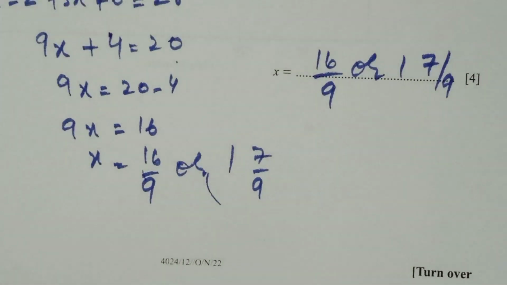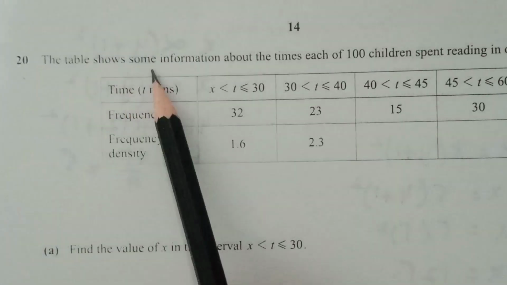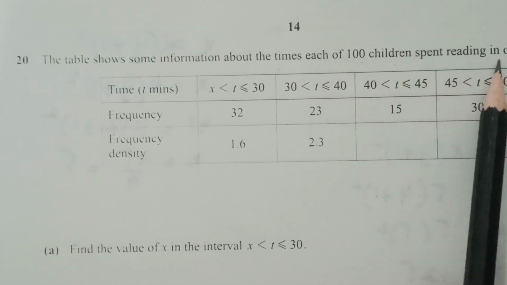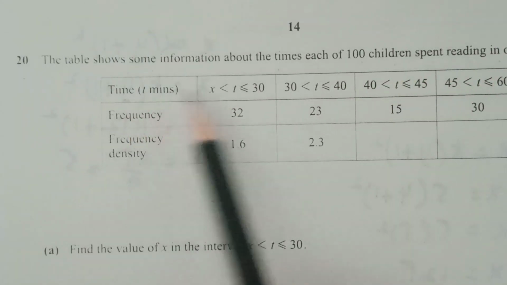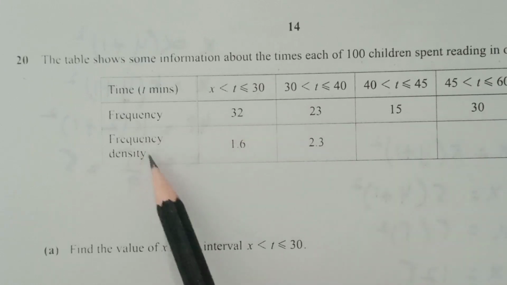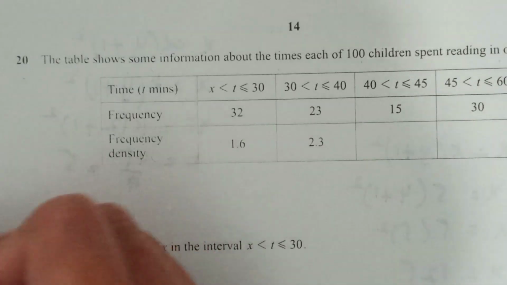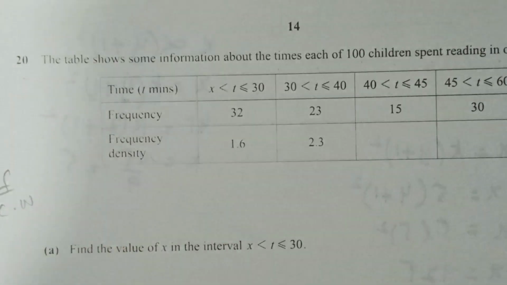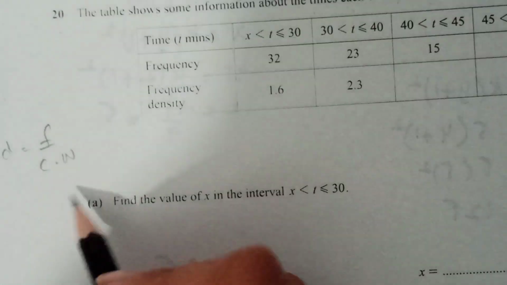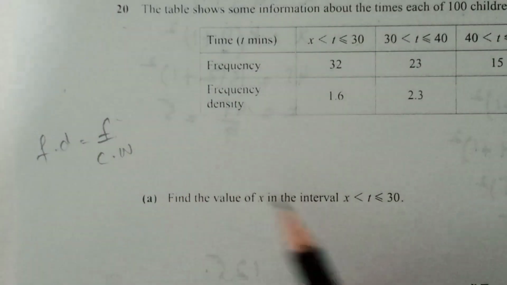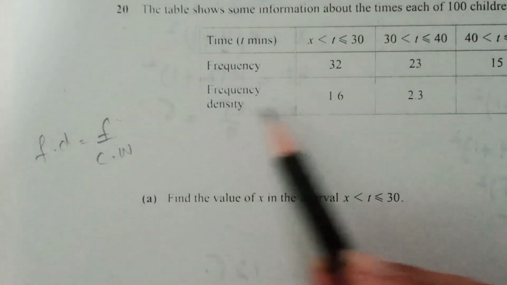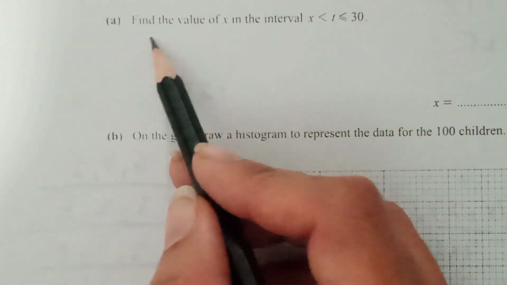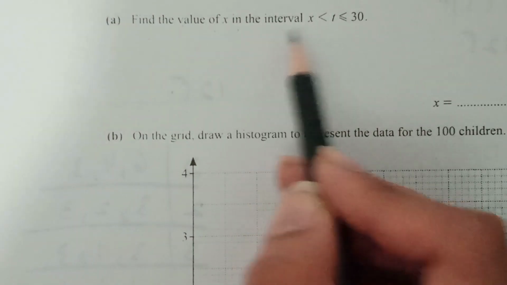It's solved. Now students, question number 20: the table shows some information about the time each of 100 students spent reading in one day. The time is given to us with frequency and frequency density. We know that the formula of frequency density is frequency over class width. And we have to find their frequency densities and also find the value of x in the interval.